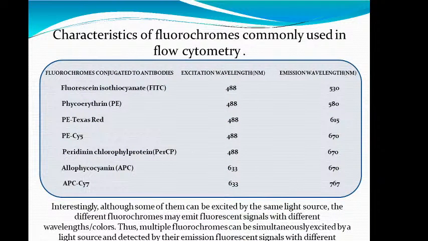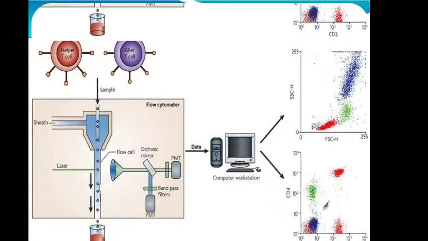Some fluorochromes are fluorescein isothiocyanate, phycoerythrin, PE-Texas Red, allophycocyanin. They work at a particular wavelength. We are using them because some of them can be excited by the same light source. Different fluorochromes may emit fluorescent signals with different wavelengths and colors. So suppose this is a killer cell, it will give the purple color, and this is a helper T cell, it will give the red color.